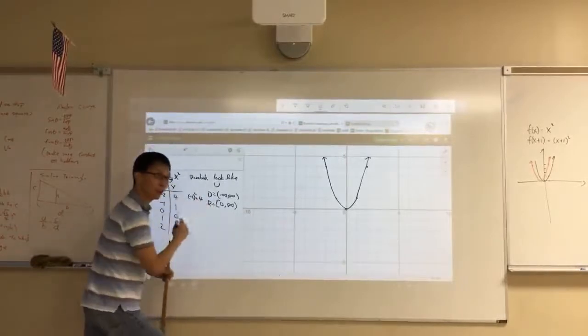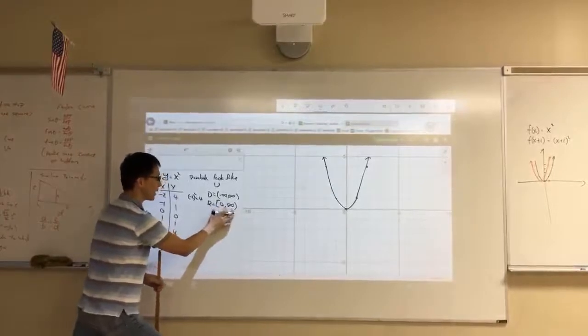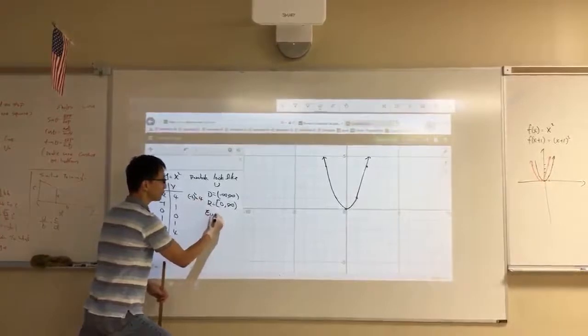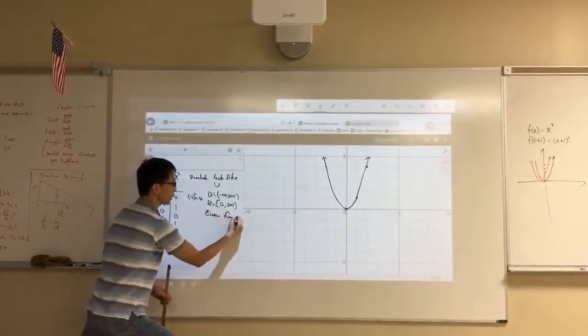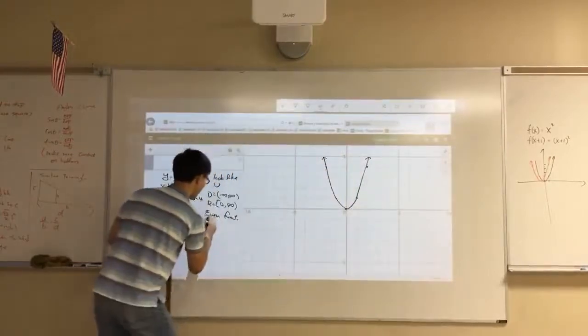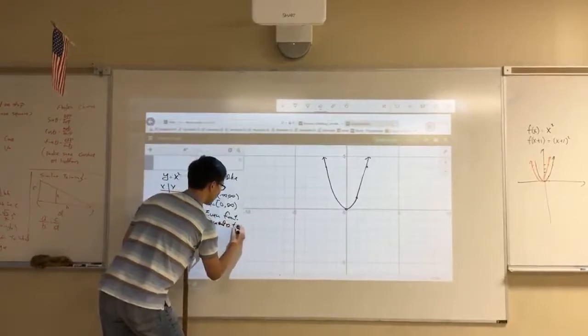Okay, so 0 to infinity, then you go into domain and range. That's an even function because it's like your face. It's left symmetry to right. So symmetry to the y-axis.